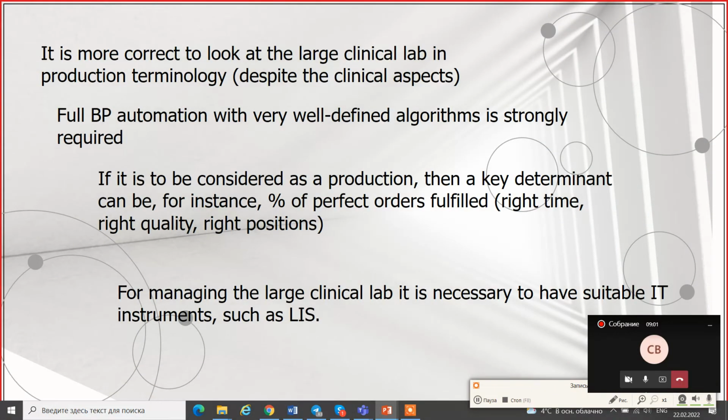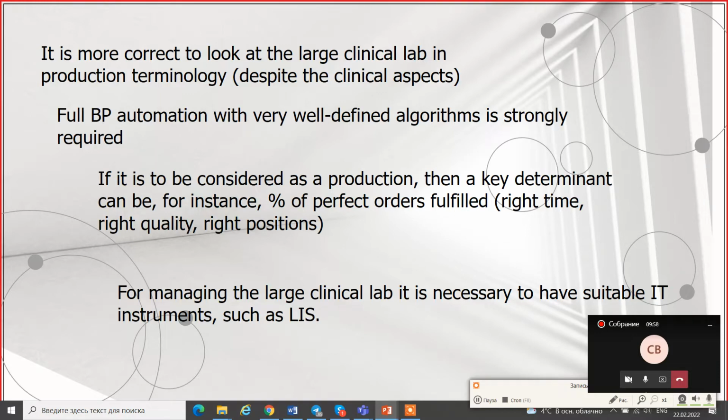So, what is more correct when we speak about clinical labs? We don't take for today the clinical process itself, but we should look at this as the production. So it's a very complicated, very modern factory, which has a very certain product. This product is diagnostics information. It's a very expensive, very valuable product which has very high demand. And since we speak about the production and logistics, it is more than reasonable to incorporate the logistical terminology, such as the percent of perfect order fulfilled. What I mean?